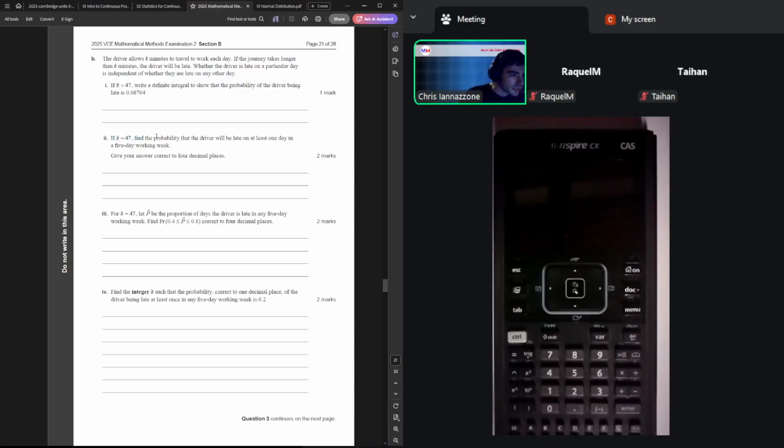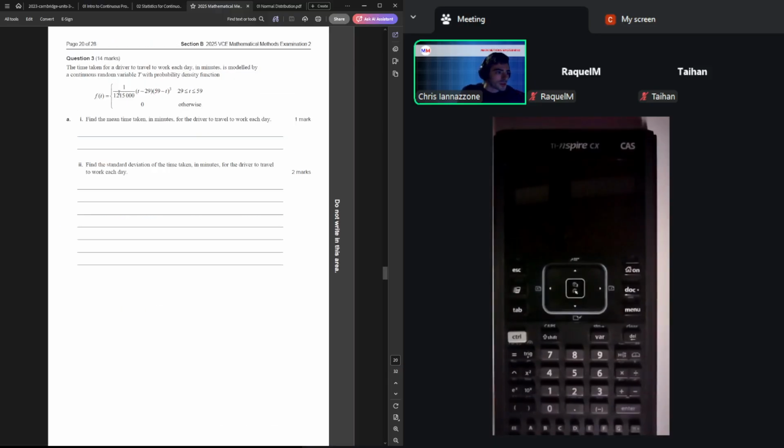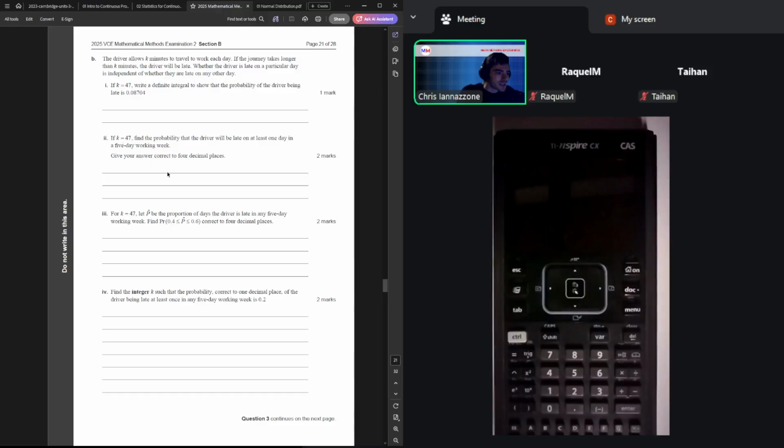Next up, if k is 47 still, find the probability the driver will be late on at least one day in a 5-day working week. This is where things get a bit nasty. What they've now done is convert your continuous probability, taking a step up into now discrete, because it says late on at least one day in a 5-day working week.